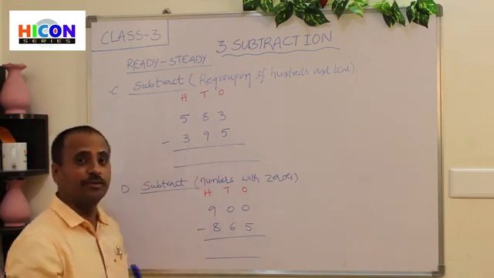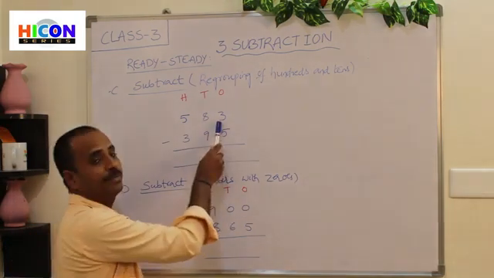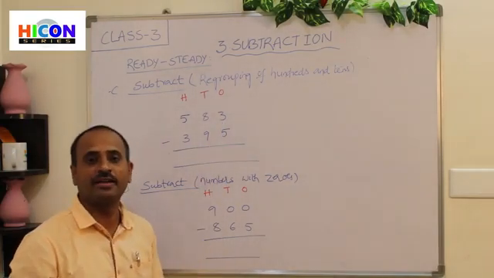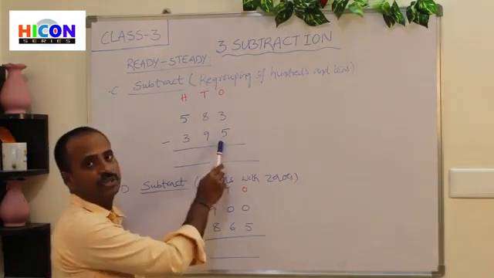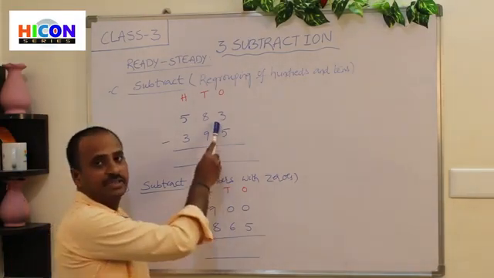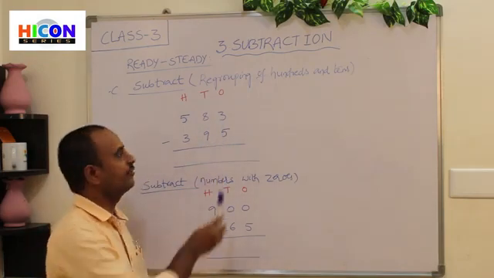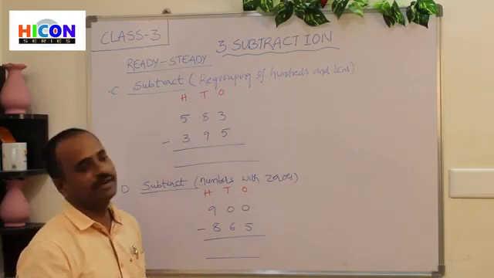So can we subtract 5 from 3? No, because 3 is the smaller number, 5 is the greater number. We cannot subtract a greater number from the smaller number. So now the subtraction is not possible here because 3 is smaller number, 5 is greater number. We cannot subtract 5 from 3. Now what we have to do? How can we subtract here?